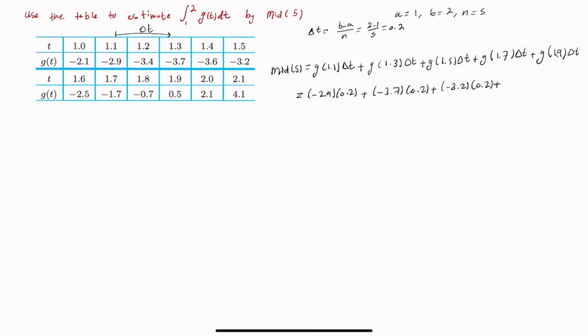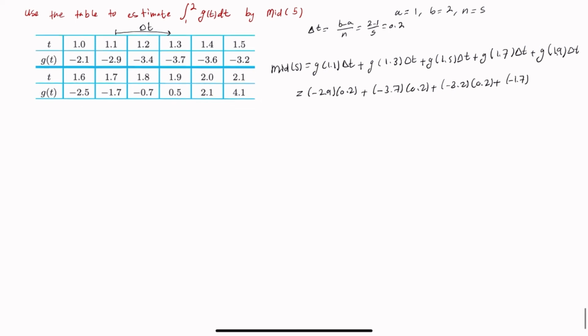and then plus g of 1.7 multiplied by delta t, and then plus g of 1.9, which is 0.5, multiplied by delta t. This is going to be equal to minus 2.2. And that is your estimation.